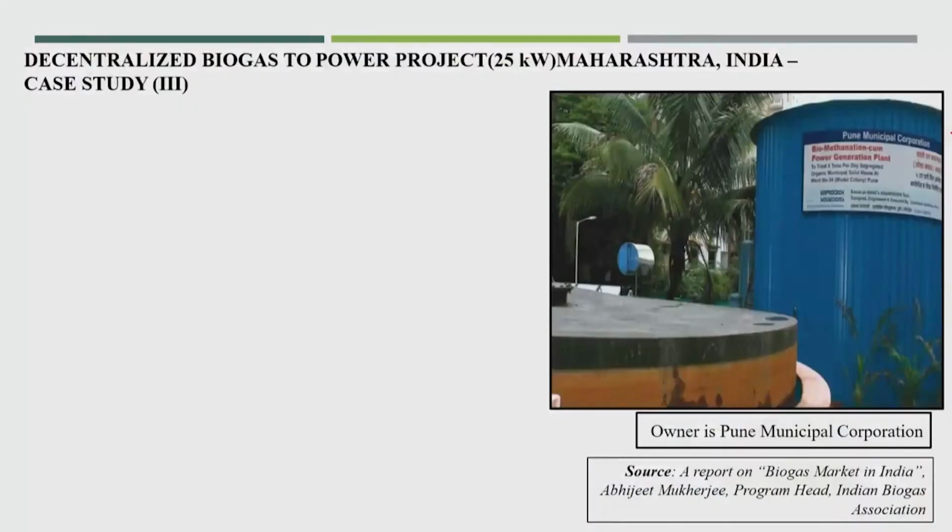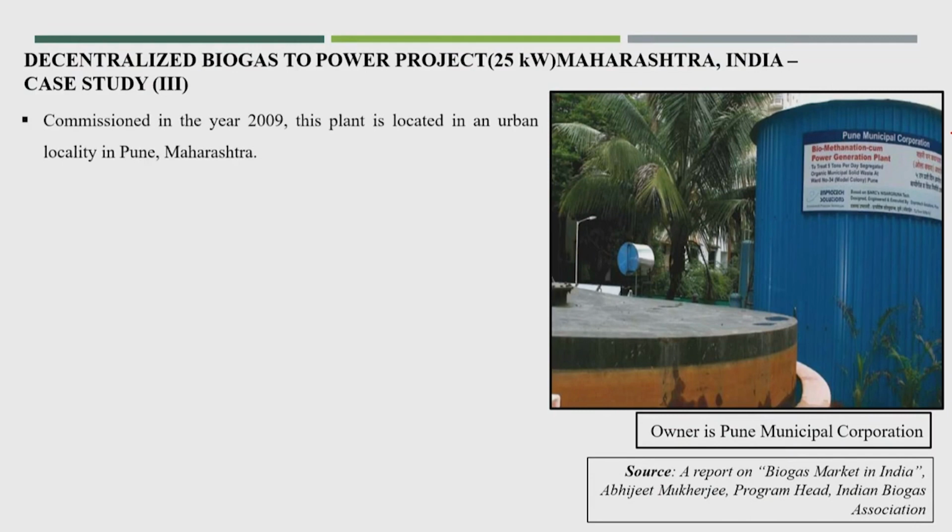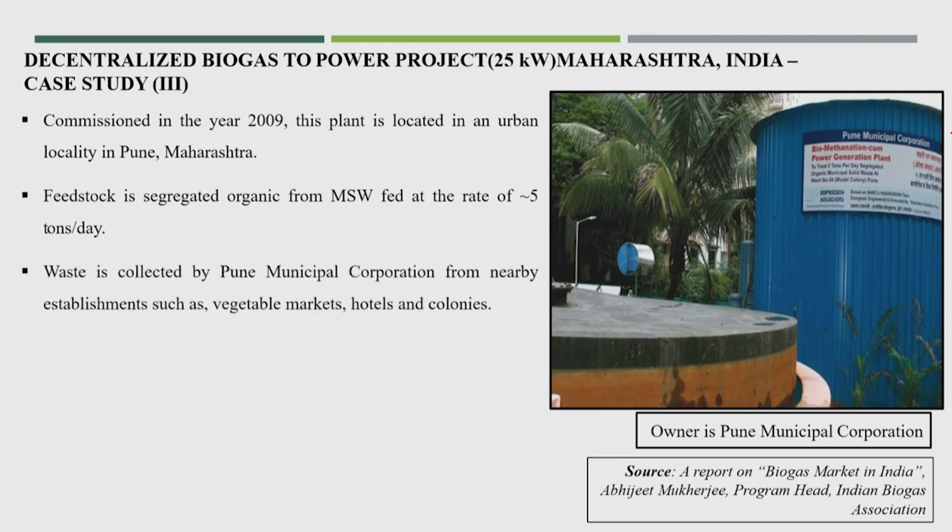This is another case study, a decentralized biogas to power project of around 25 kilowatt in Maharashtra. It was commissioned in the year 2009, and this plant is located in an urban locality in Pune, Maharashtra. Feedstock is segregated organic waste from MSW, fed at the rate of 5 tons per day, and the waste is collected by Pune Municipal Corporation from nearby establishments such as vegetable markets, hotels or colonies, with 2-stage digestion with aeration and leachate recirculation facility.